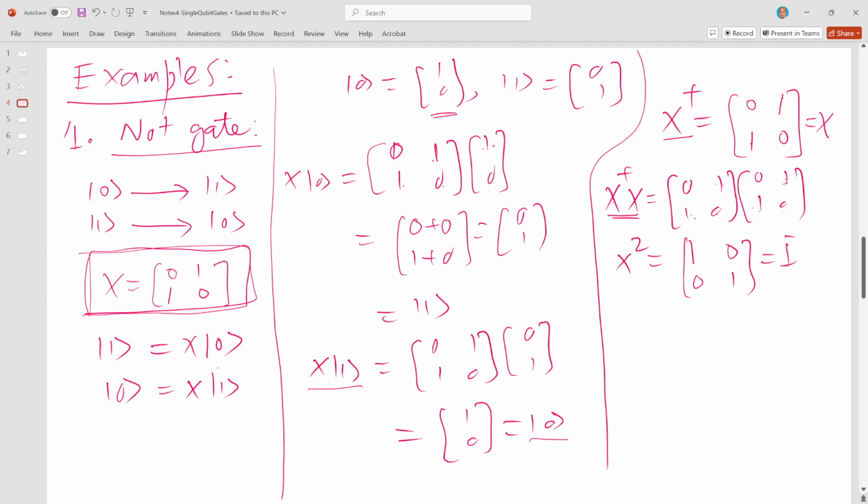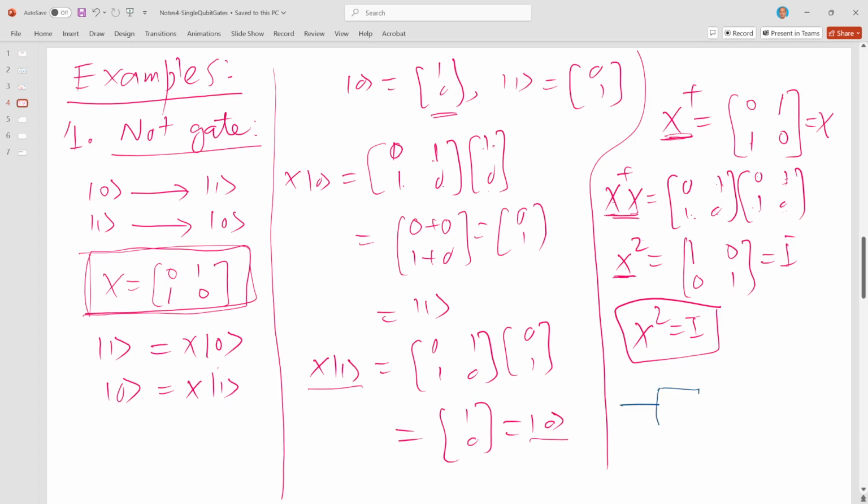So it means that its dagger is indeed its inverse, because when I multiply the dagger with the matrix, I got the identity. And we can easily see that this was expected, because X squared being identity means that I'm applying the gate twice. So let me just use gate notation.